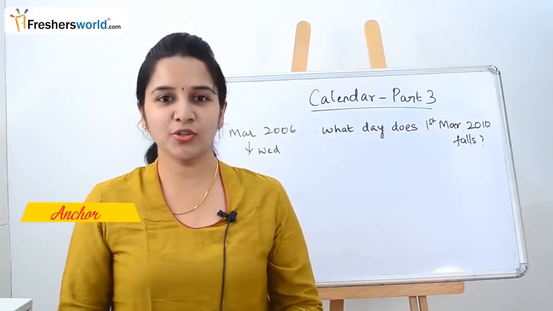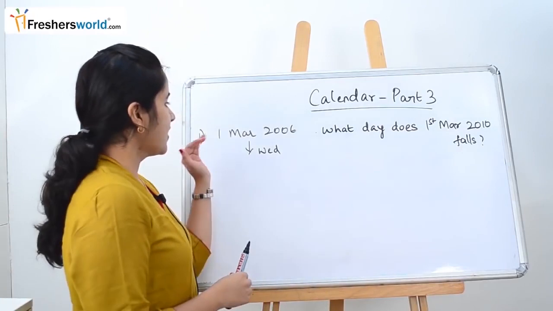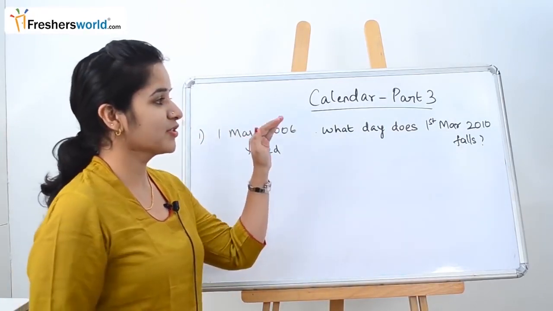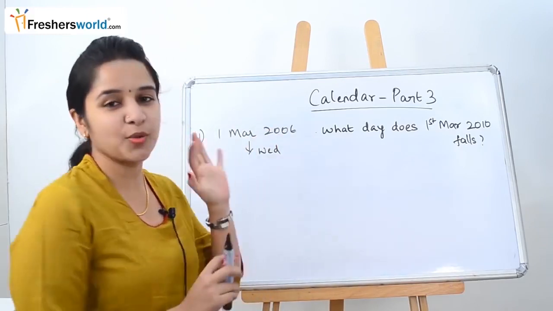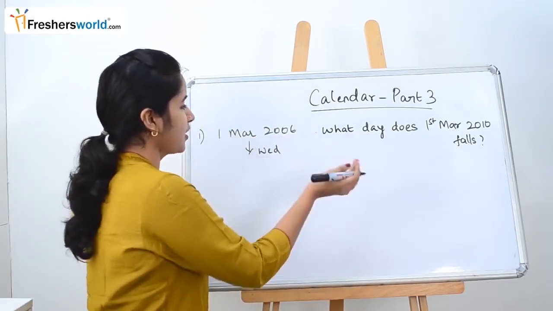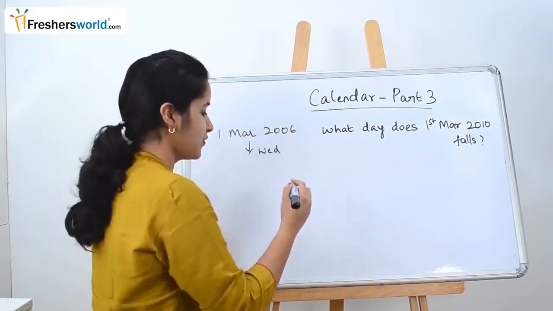The topic that we are going to look at today is calendar part 3. So the first question is, 1st March 2006 falls on a Wednesday. On what day does 1st March 2010 fall? So this is the question they have asked. So how to solve this? We know that it's 1st March 2006. So it has crossed Feb. So we'll start counting from 2007.